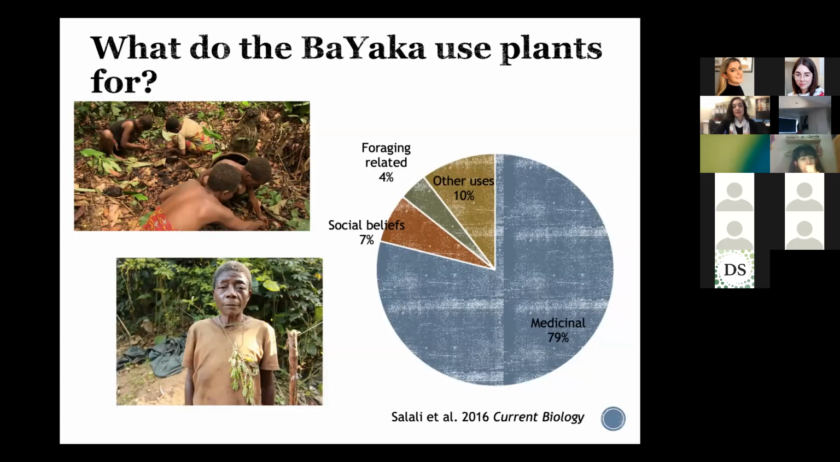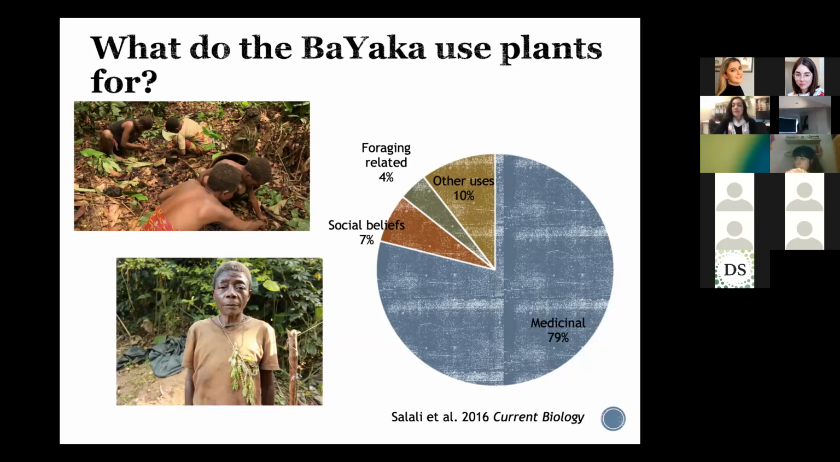So first, let me talk about the plant uses. So the majority of those plant uses, for the 33 plants that I asked, concerned medicinal purposes, but there were other uses as well. So some plants were used for foraging as poison. So there was, for example, one plant where they used the fruits to poison fish in the river.